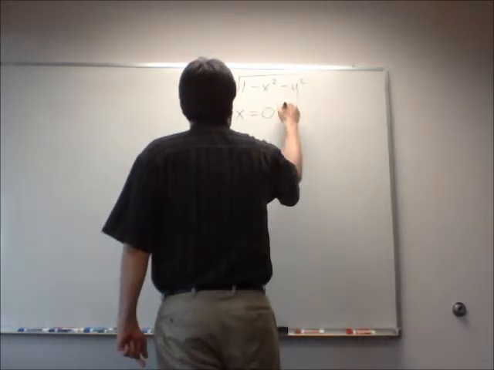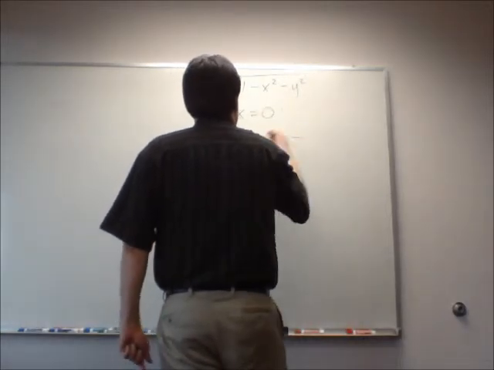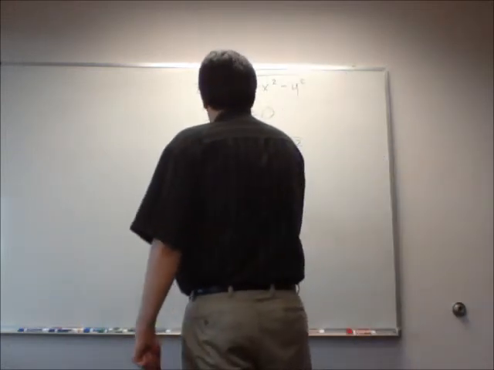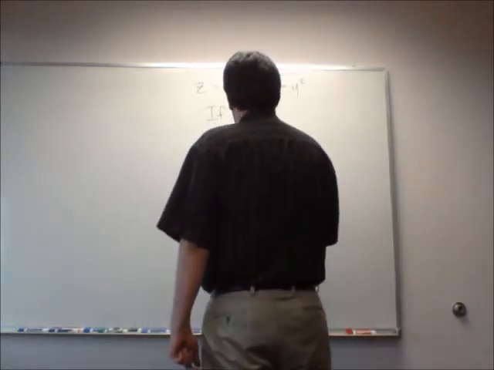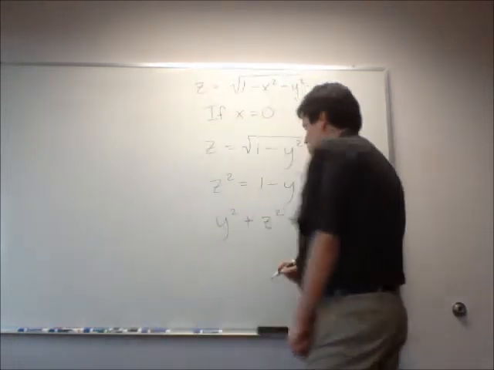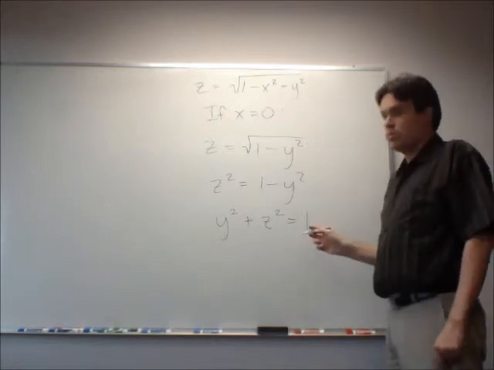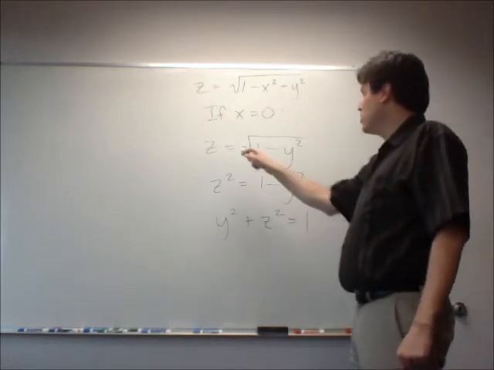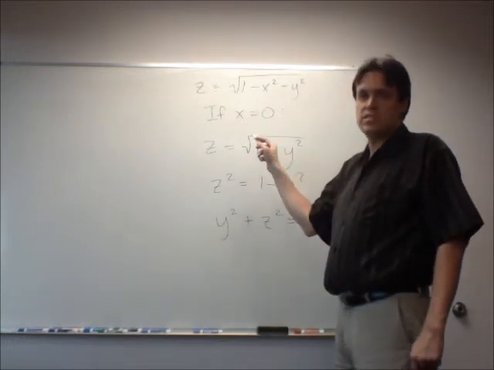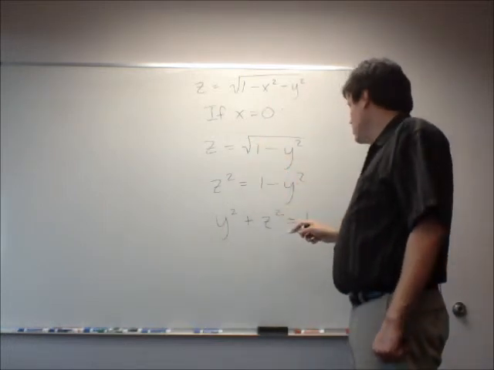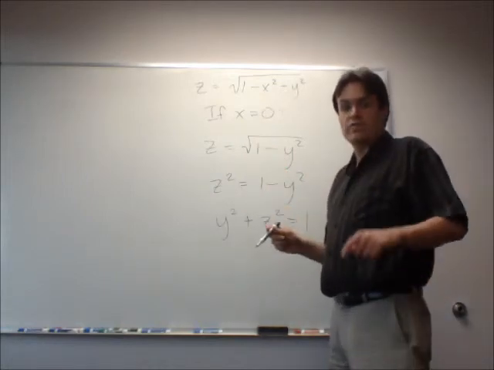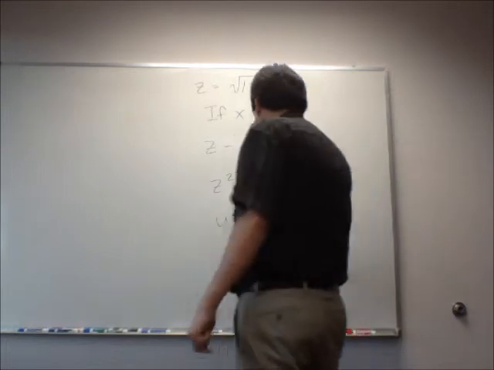If x is 0, then I get z equals square root 1 minus y squared. Squaring each side gives me z squared equals 1 minus y squared. And then rearranging gives me y squared plus z squared equals 1, which looks like a circle, but again, I've got to be careful because I know that z is equal to the principal square root of 1 minus y squared. That is, it's the positive or non-negative square roots, which means that z can never be negative. This is actually not a circle. It is a half circle. It is the upper half circle.